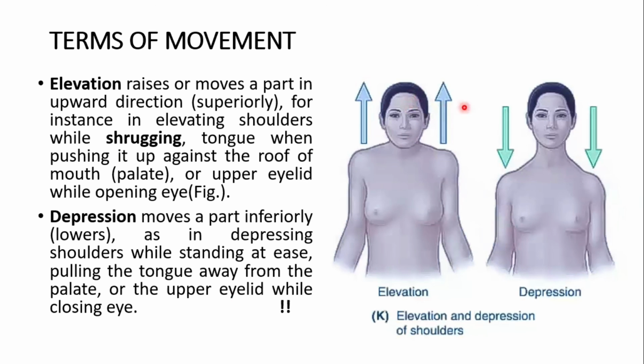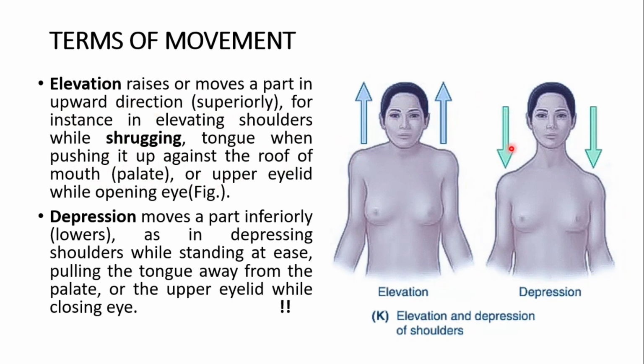Elevation and depression. The last slide, right? Elevation raises or moves a part in the upward direction, superiorly, for instance, in elevating the shoulders while shrugging. Shrugging is done by the trapezius muscle. Also the tongue when pushing it up against the roof of the mouth, the palate, and the upper eyelid while opening the eye. This is an example of elevation.